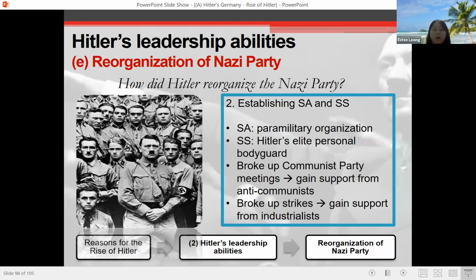So what did these two organizations do? With the use of weapons, they broke up the Communist Party's meetings to gain support from anti-communists. They also broke up strikes. Strikes, as you know from Sec 2 history, is when workers decide that they don't want to work anymore, so they just leave their jobs en masse. They broke them up to gain support from the industrialists. Those of you who are wondering who industrialists are, basically they are the owners of the big businesses, the employers.